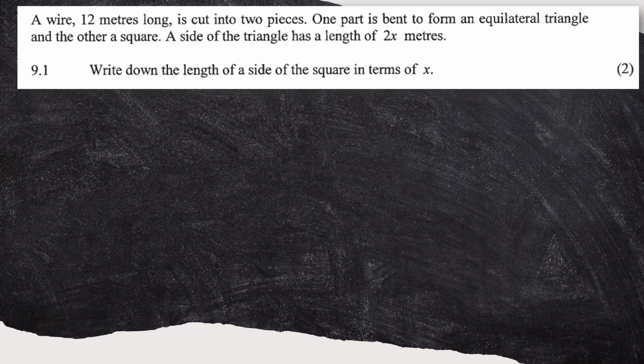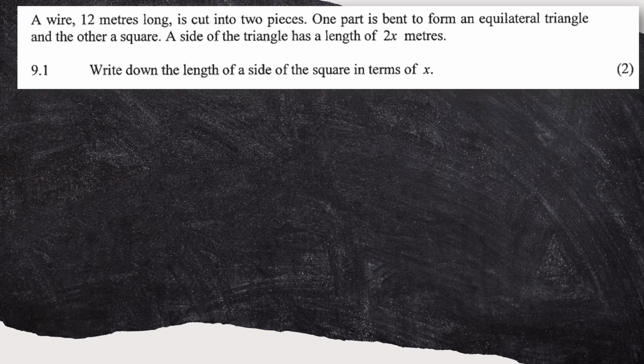Okay, so we are given that a wire is 12 meters long. It is cut into two pieces. One part is bent to form an equilateral triangle and the other a square. A side of the triangle has the length of 2x meters. Write down the length of the side of the square in terms of x. Okay, that's the first question really.